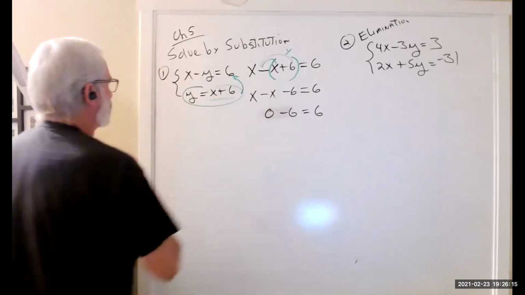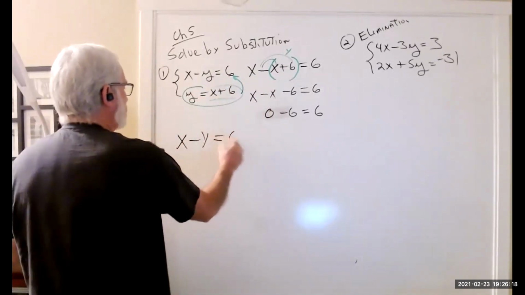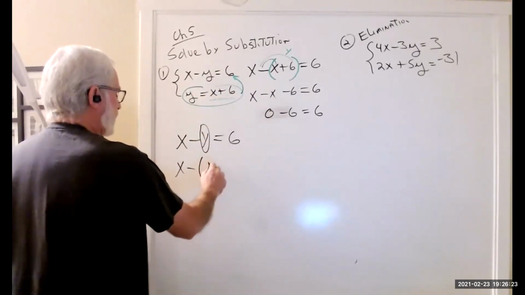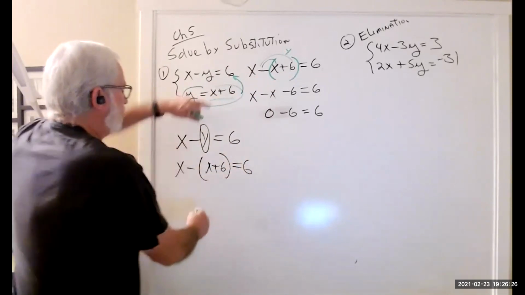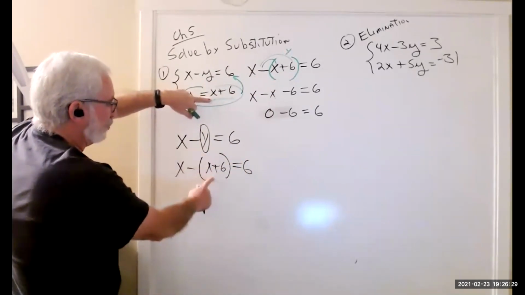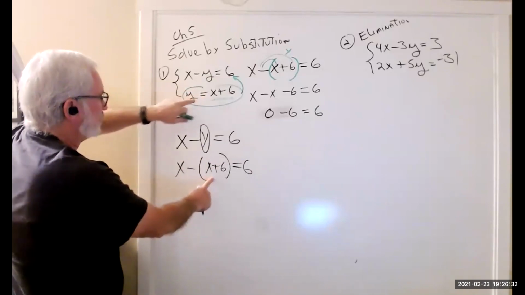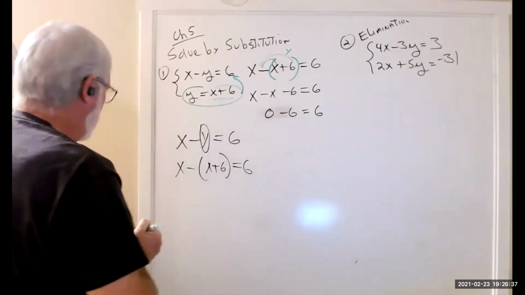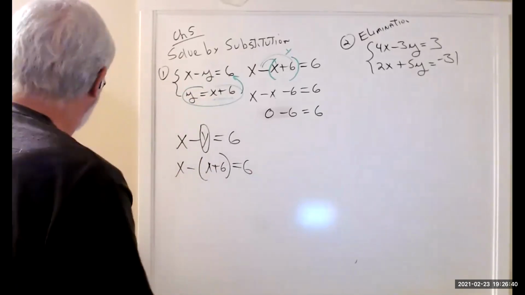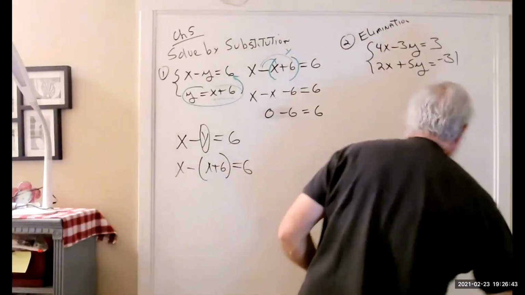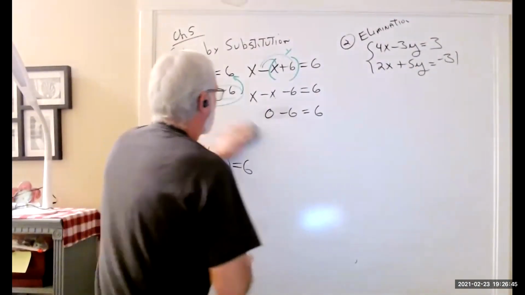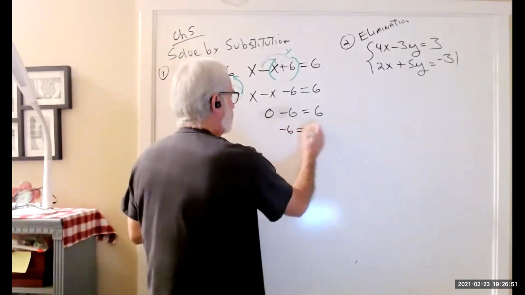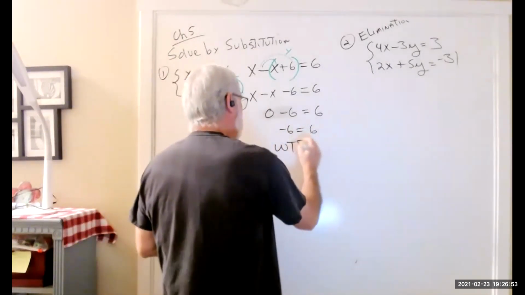Okay. Look at the top equation. It says X minus Y equals 6. But in place of Y, I'm saying X minus X plus 6 equals 6. Because I'm putting that in place of Y. Because it tells me that is the same as Y. I'm substituting equals for equals. Okay, so X minus X drops out. I get negative 6 equals 6, and I've got a problem here.